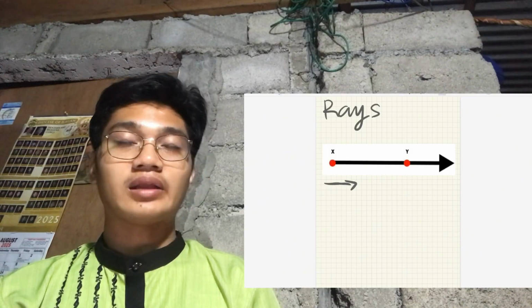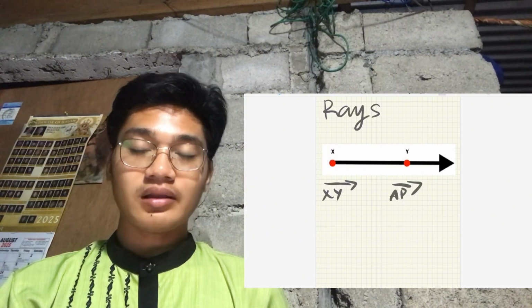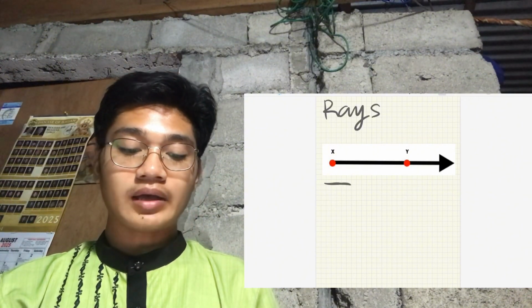The next definition is about a ray. It is a straight line which starts from one fixed point and always progresses in one direction only, away from the starting point. So a ray can be extended indefinitely only in one direction. It has an endpoint, it has no defined length, and it can't be measured.